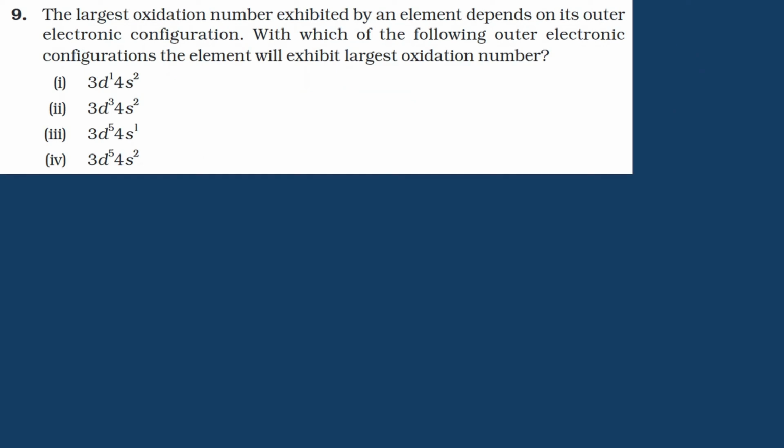Question number 9. The largest oxidation number exhibited by an element depends on its outer electronic configuration. With which of the following outer electronic configurations the element will exhibit largest oxidation number? Okay. Give some definition. बस ये पूछ रहा है कि कौन सा सबसे ज़्यादा oxidation number होगा? Well, there are a lot of d block elements. So let's just try removing all electrons. I think if you do that, you'll be able to get to this answer.